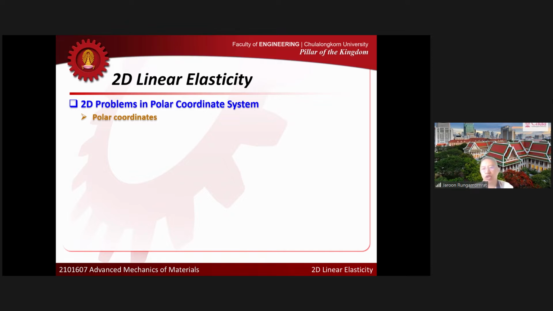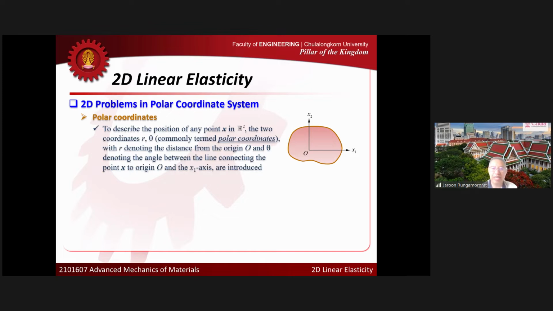Okay, so I will talk about the 2D problems again, but in a different coordinate system. Before, we tried to solve the problem based on the Cartesian coordinate system, right? We used x1, x2 as the reference coordinates. But here I will change that setting a little bit. Instead of using x1 and x2 as the reference coordinates, here I will introduce a new coordinate system. I call it the polar coordinate system.